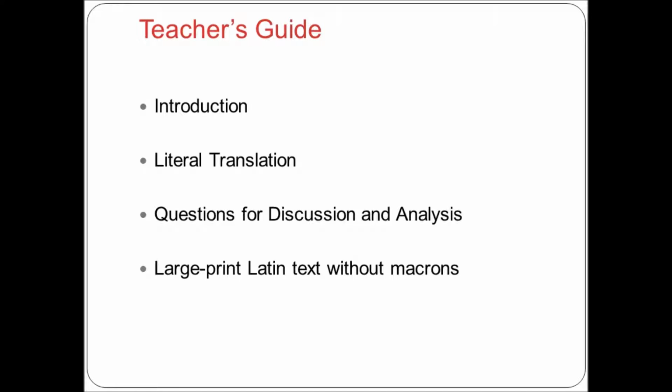The Teacher's Guide for Vergil's Aeneid, selected readings from books 1, 2, 4, and 6, contains an introduction for the teacher, literal translations of all the passages, questions for discussion and analysis, and a large print Latin text without the macrons to be used in projecting in the classroom.